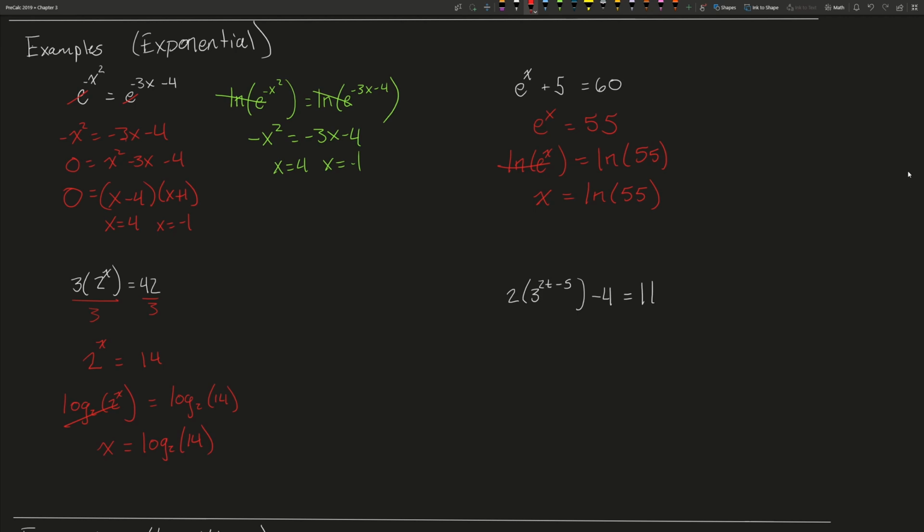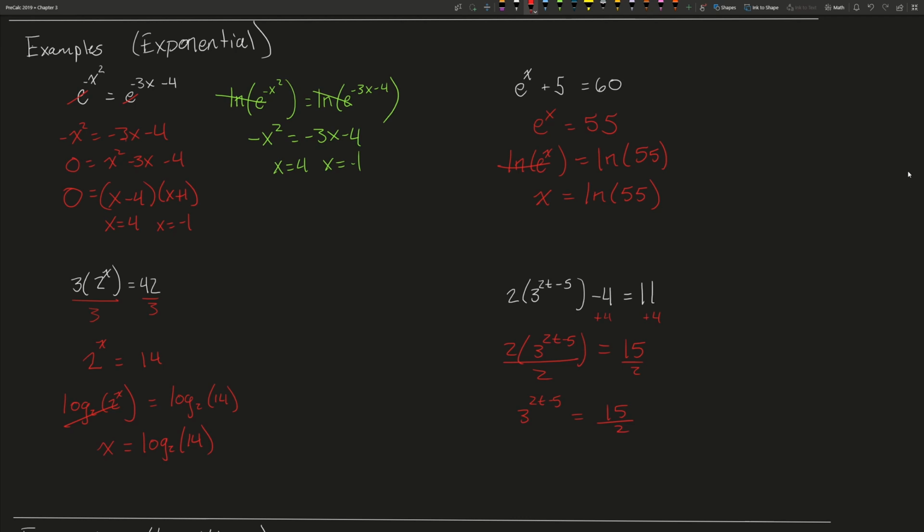For the next one, 2 times 3 to the power of 2t minus 5 minus 4 is equal to 11. So in this case, we have to follow the order of operations, so we have to add 4 to both sides. So we're left with 2 times 3 to the power of 2t minus 5 is equal to 15. Then you need to divide by 2. So you're left with 3 to the power of 2t minus 5 is equal to 15 over 2.